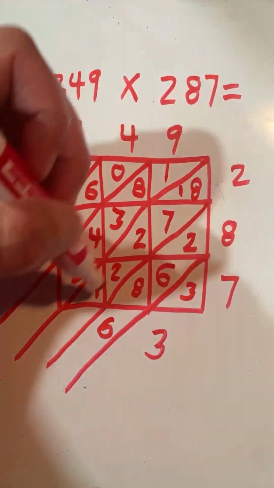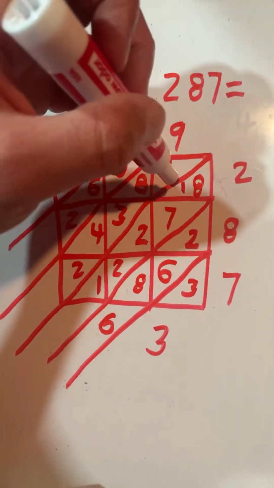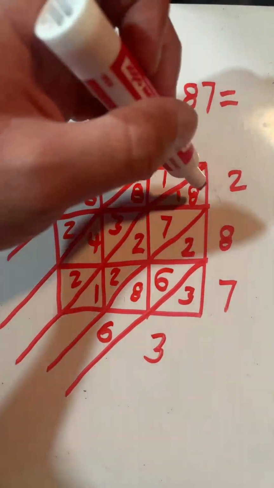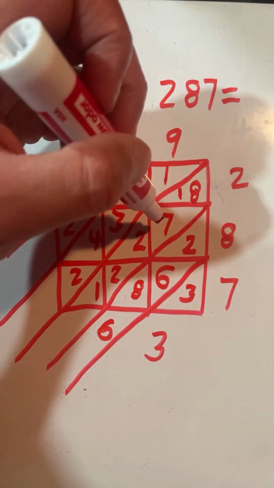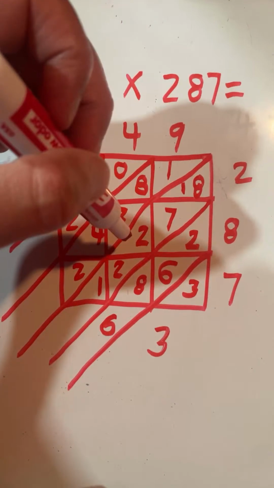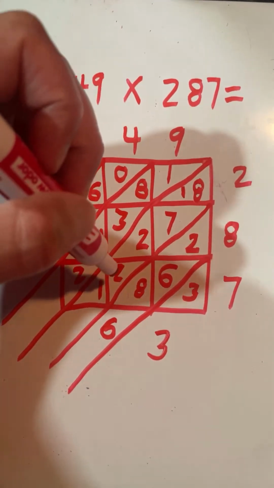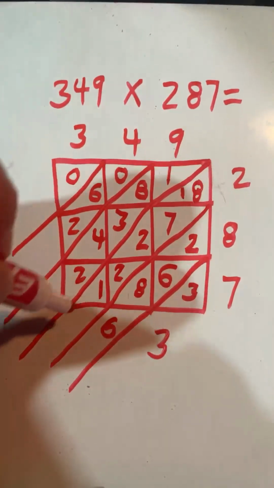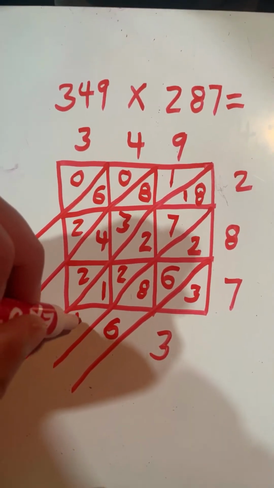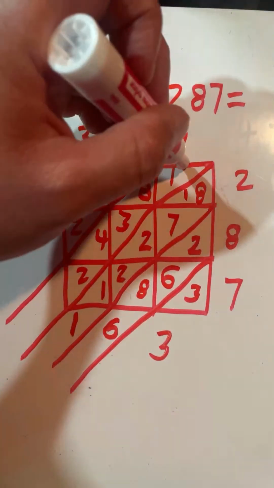Next, we are adding all the numbers that are in between these two diagonal lines. 8 plus 1 equals 9. Plus 7 equals 16. Plus 2 equals 18. Plus 2 equals 20. Plus 1 equals 21. Again, we got to regroup. 1, carry the 2.